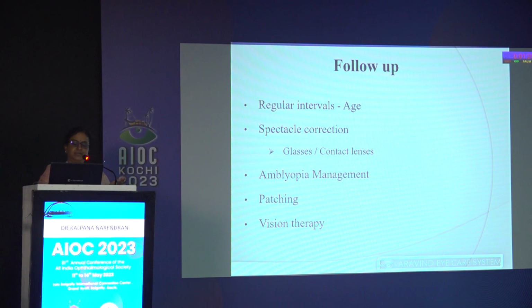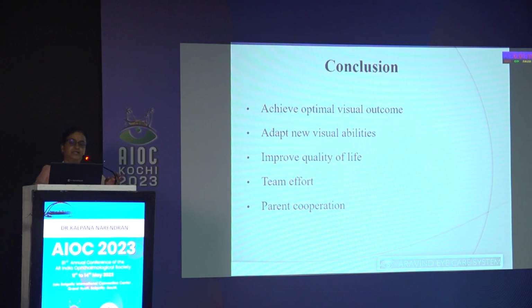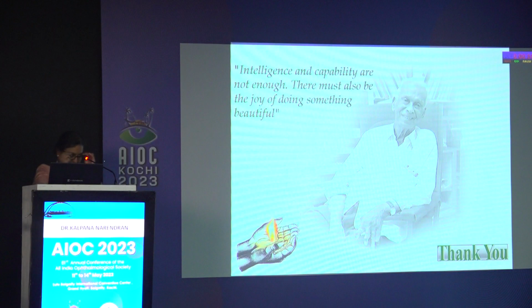Like I already mentioned about the follow-up, if there's an underlying amblyopia, the treatment is usually with patching. Now vision therapy also can be tried. So to conclude, visual rehabilitation in pediatric cataract is a separate thing. You have to convince the parents and counsel them accordingly. Always try to achieve optimal visual outcome and adapt new visual abilities. That is good for the children to have a good quality life. It's a team effort and needs, more than anything, the patient's cooperation. Thank you very much.